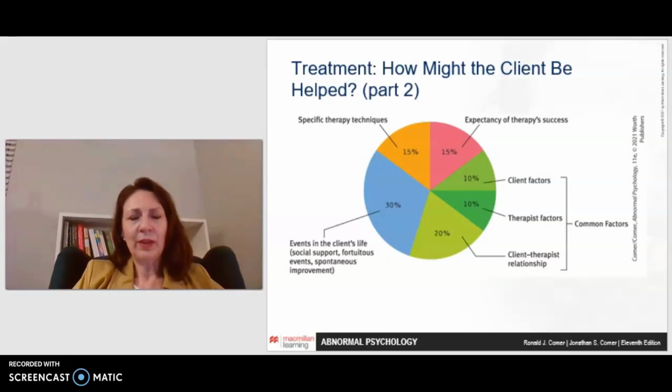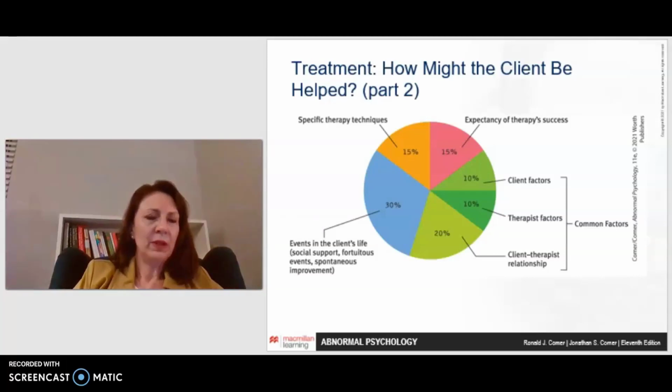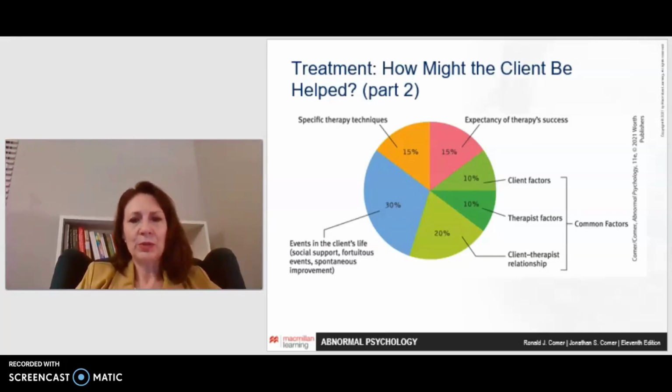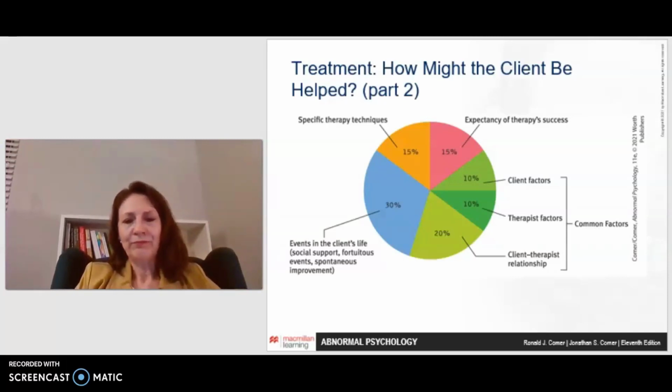Finally, this graph, I think, is really helpful in understanding that there's different pieces to success in treatment. Specific therapy techniques only account for 15% of a person's success rate. The expectancy of therapy success is equally valid at 15%. And then look at 30% events in the client's life, such as social support, fortuitous events, spontaneous improvement. All of that matters more than anything.